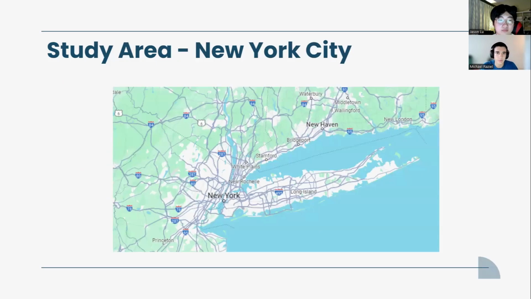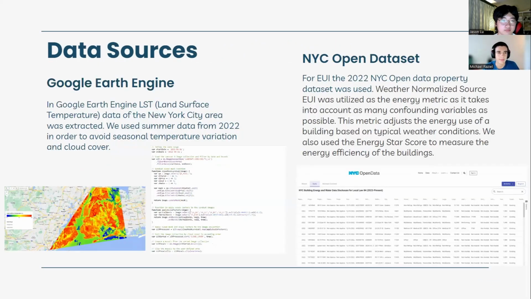So for this study, we decided to use New York City as the study area due to its proximity and the extent of its available data. We used two main data sources. The first one was the Google Earth Engine. In the Google Earth Engine, we extracted LST data from New York City from the summer of 2022 in order to avoid seasonal temperature variation and cloud coverage.